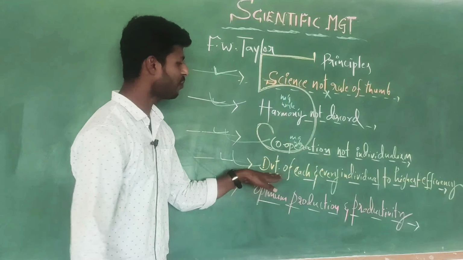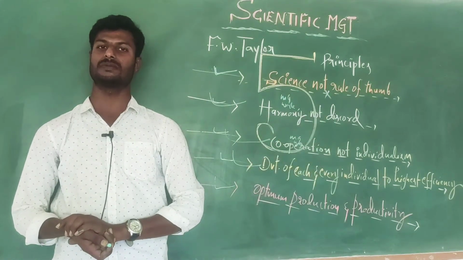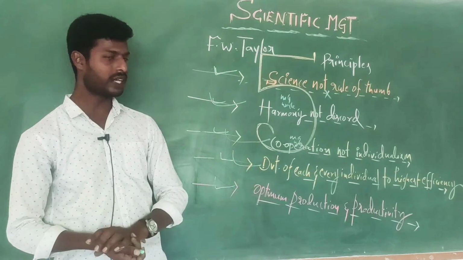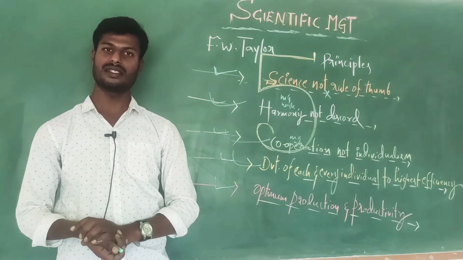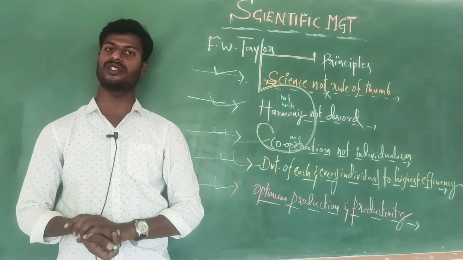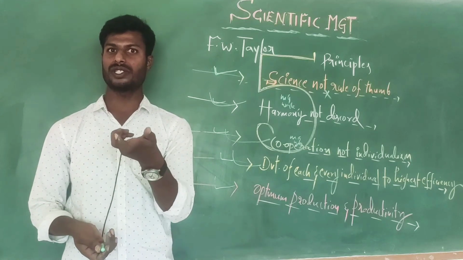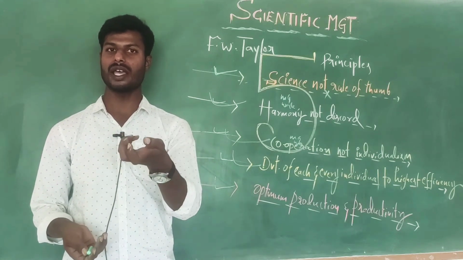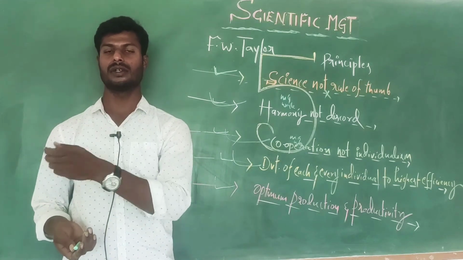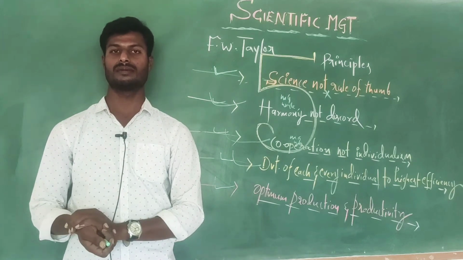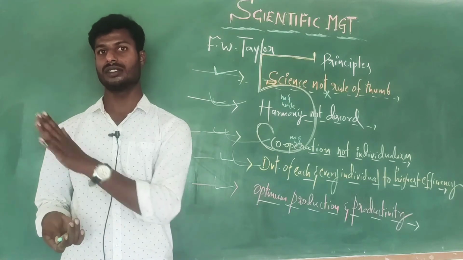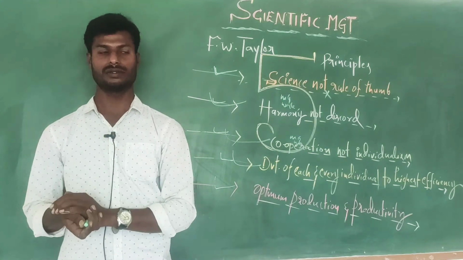Next one is development of each and every individual to the highest efficiency. As per Taylor's principles and instructions, the fourth one is development of each and every individual to the highest efficiency: to produce quality, to minimize unnecessary motions, unnecessary processes, unnecessary activities, unnecessary diversification of work, and to avoid an unwanted working environment.